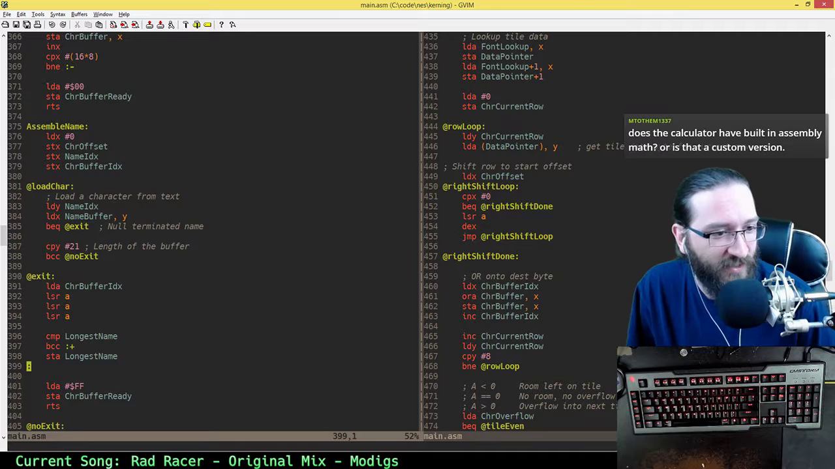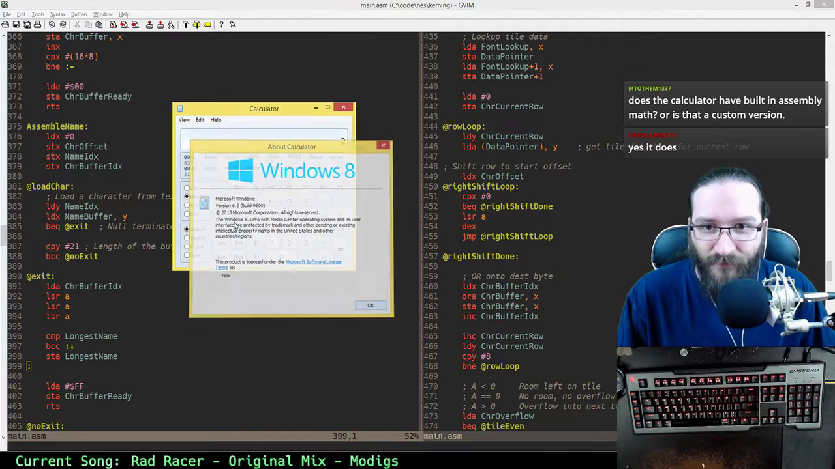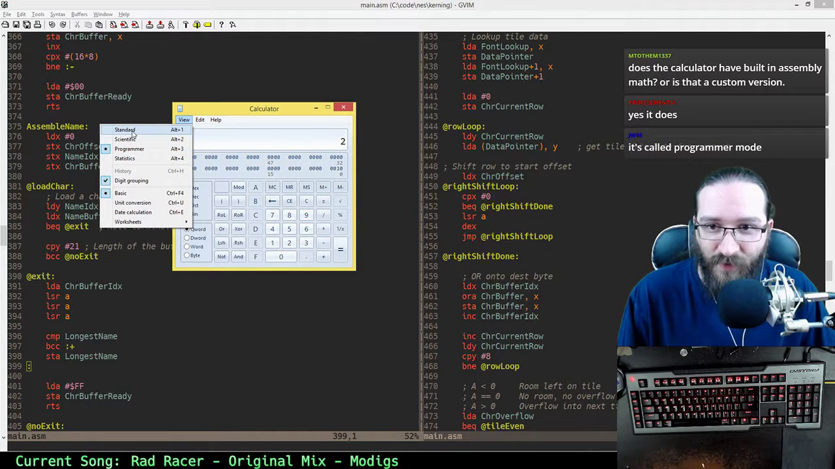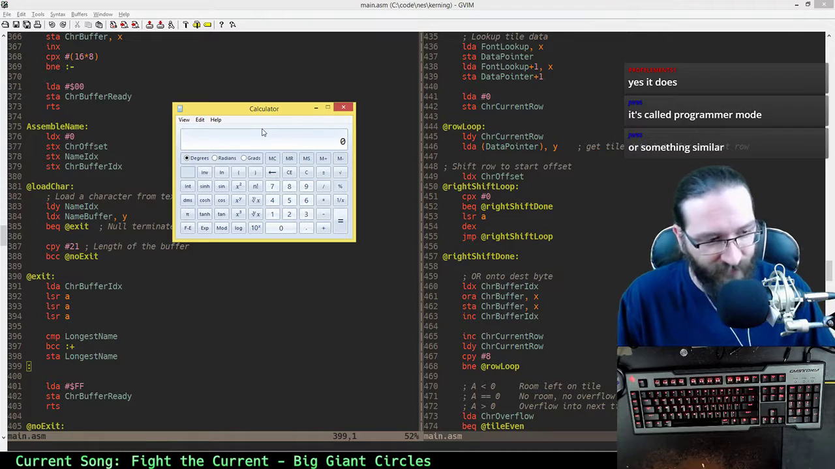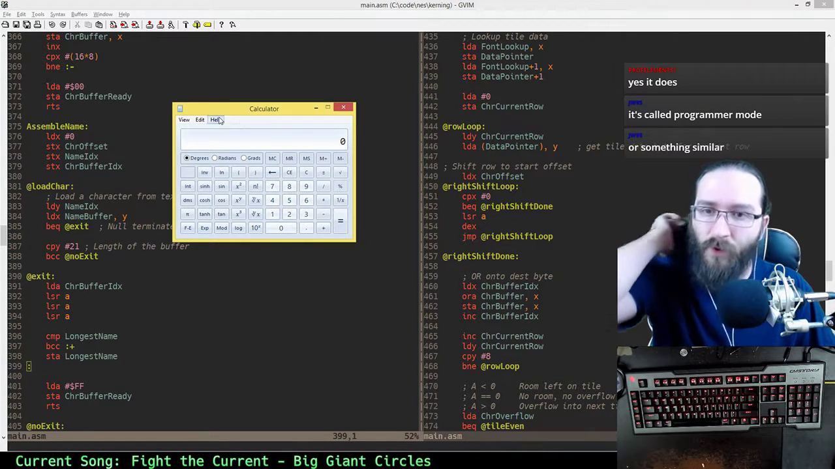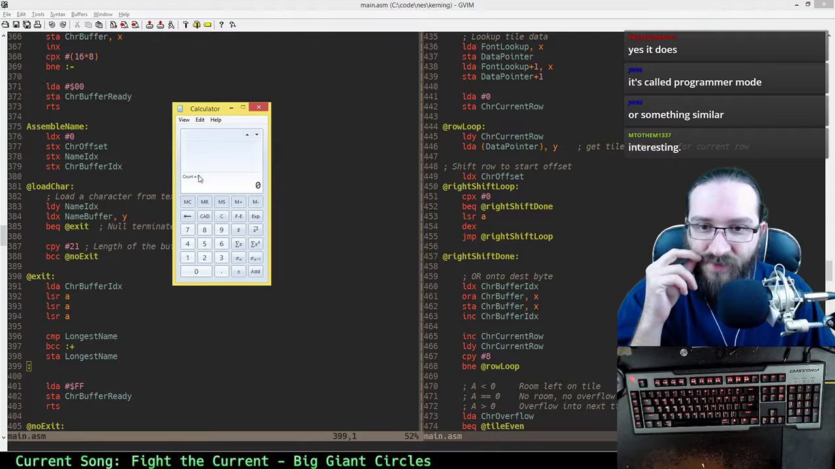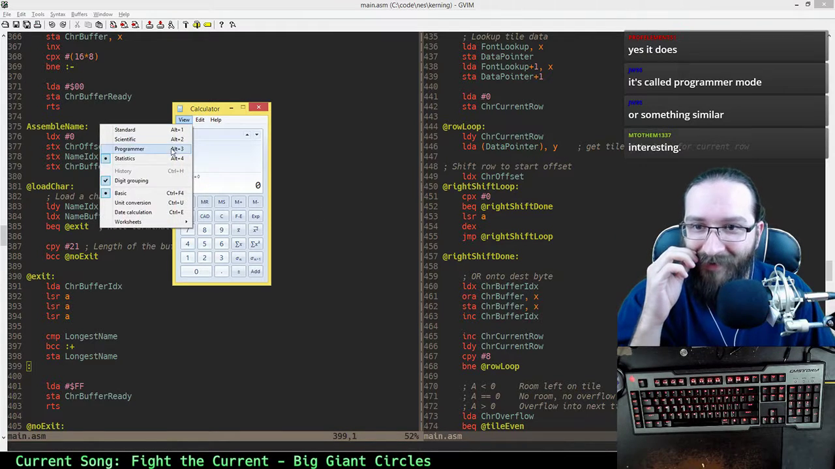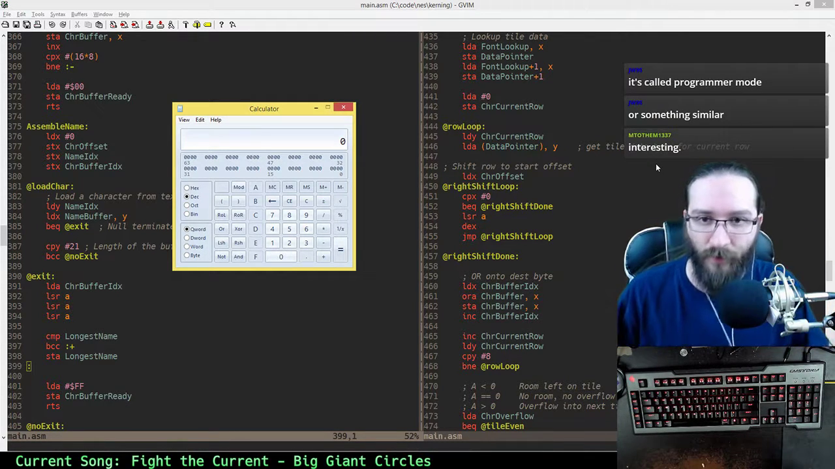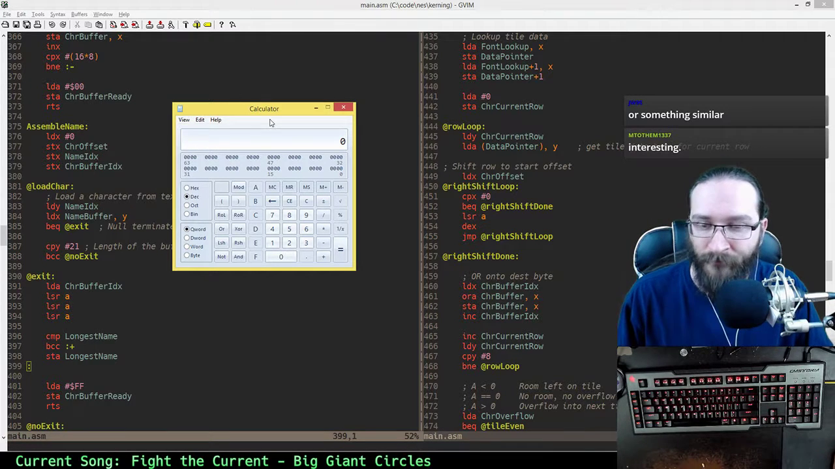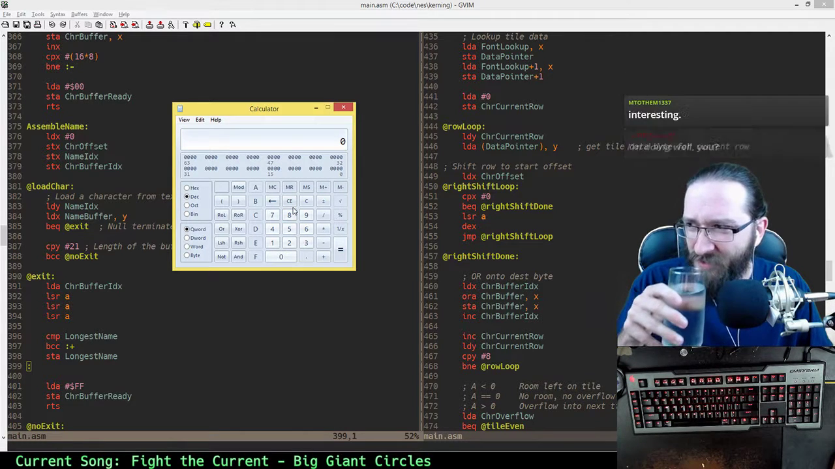Does the calculator have built-in assembly math, or is that a custom version? Oh no, this is a standard Windows calculator. It's nothing different. I just go to View and choose the mode. Standard is the one you usually see. Scientific is one I usually use for numbers that aren't whole numbers. And then there's the programmer one that I use a lot on stream. And there's also the statistics one. Professor Helmets, how you doing? Yeah, programmer mode. And yes, the Windows 10 calculator also has this, and it's just organized differently, and I think better on Windows 10.